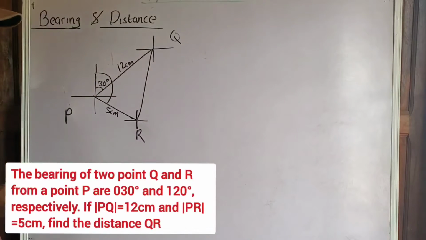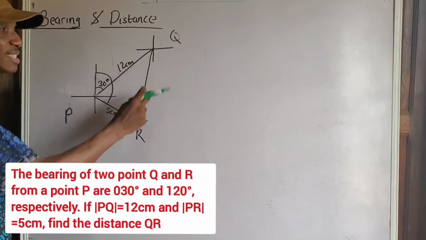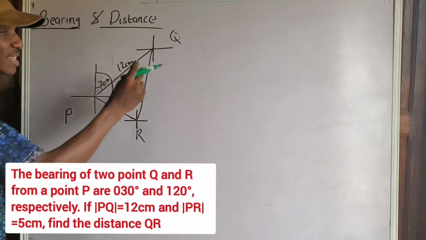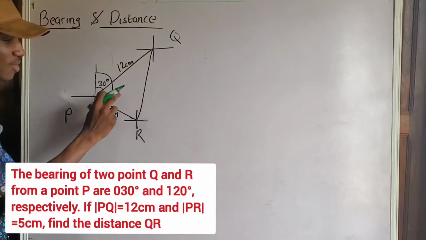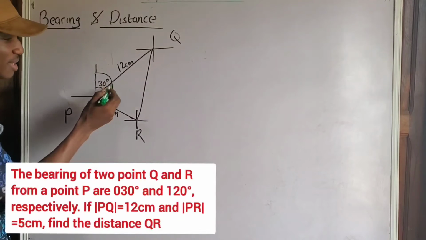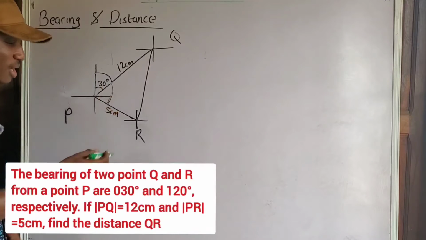So, to make use of the cosine rule, I need the angle that this distance faces. Are you getting it? This side that you see here, I need the angle that it faces. And this side is facing this angle, you know. So I need this angle. I need this angle. How do I calculate this angle?